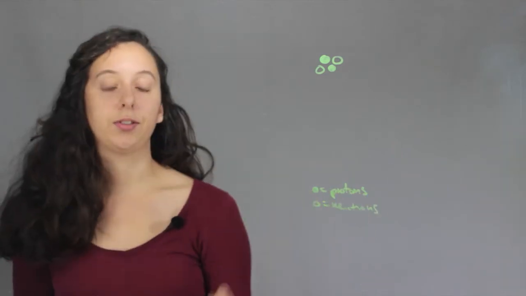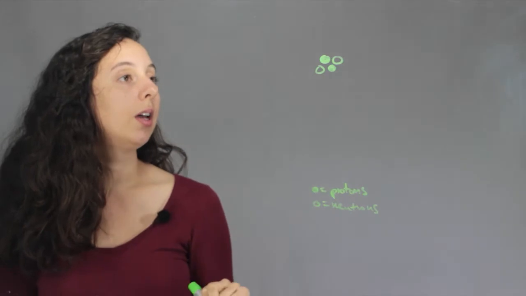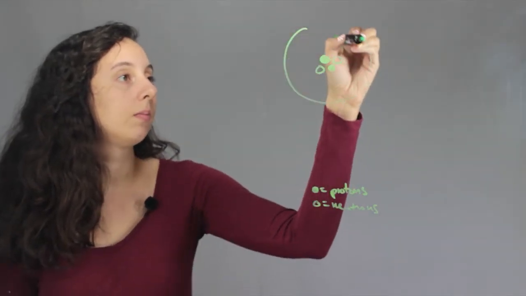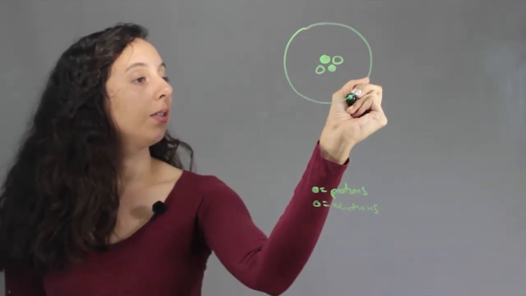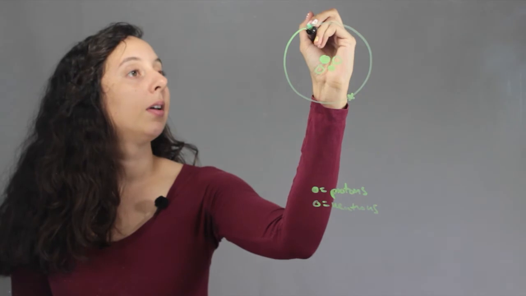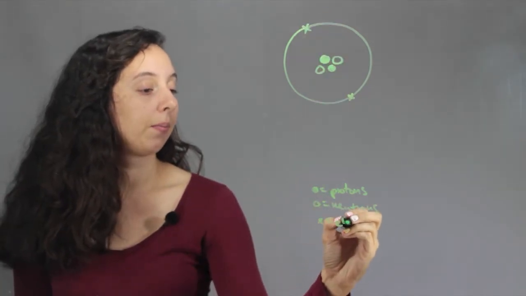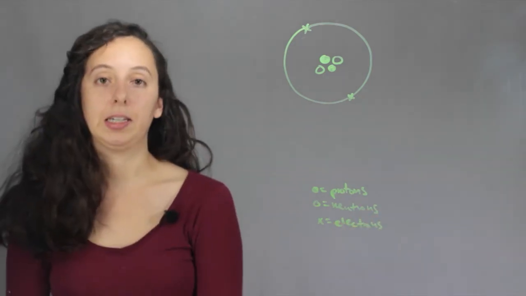This is the nucleus. So this would be a helium atom because it happens to have 2 protons. And now circling around the nucleus, we have electrons. I'll draw them as X's. This is our basic diagram.